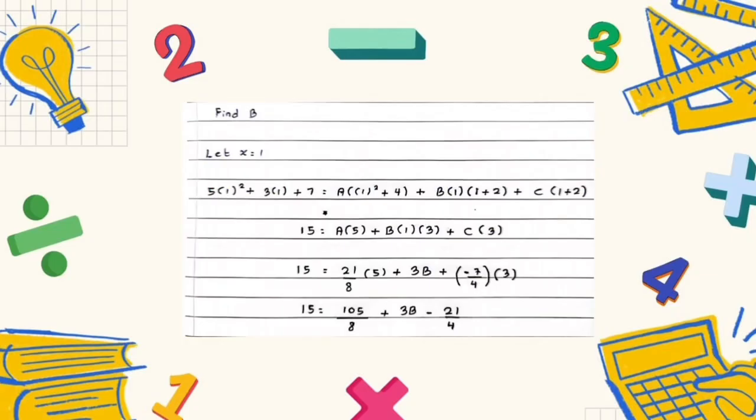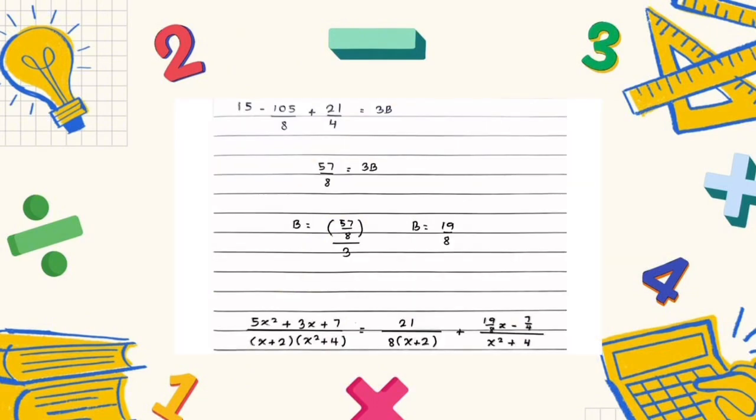We already found A and C. Now we're going to find the constant B, so we let x equal 1. We change every x into a 1, and after that we simplify it. So we get 15 as constant A with 5, constant B with 1 and 3, and constant C with 3. Then we replace constants A and C with the answers we got earlier, so we get 21 over 8 as constant A and negative 7 over 4 as constant C. And we solve it and we get this answer.